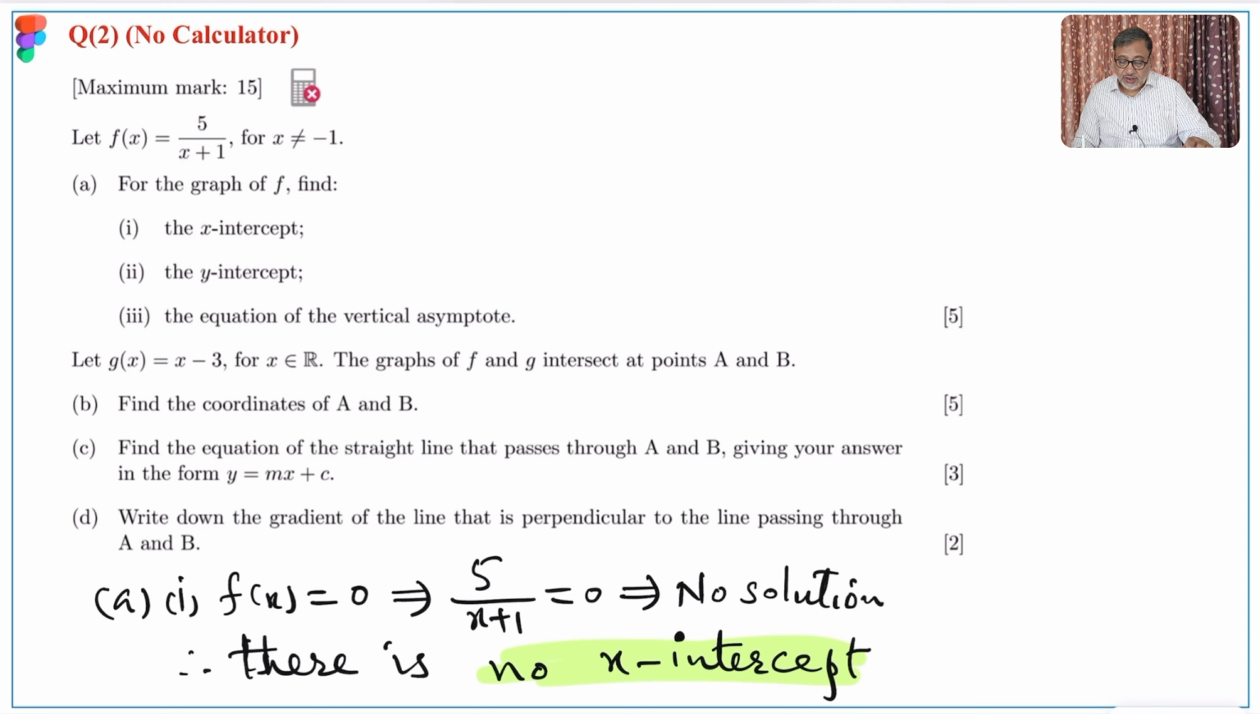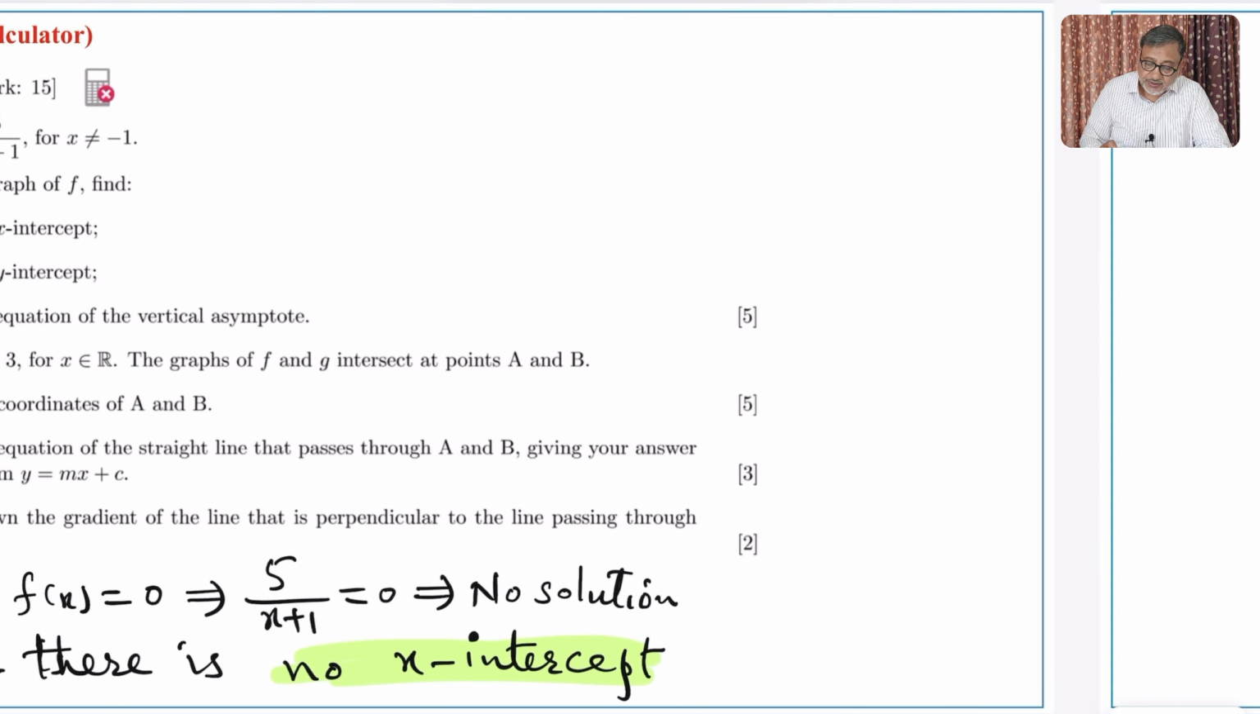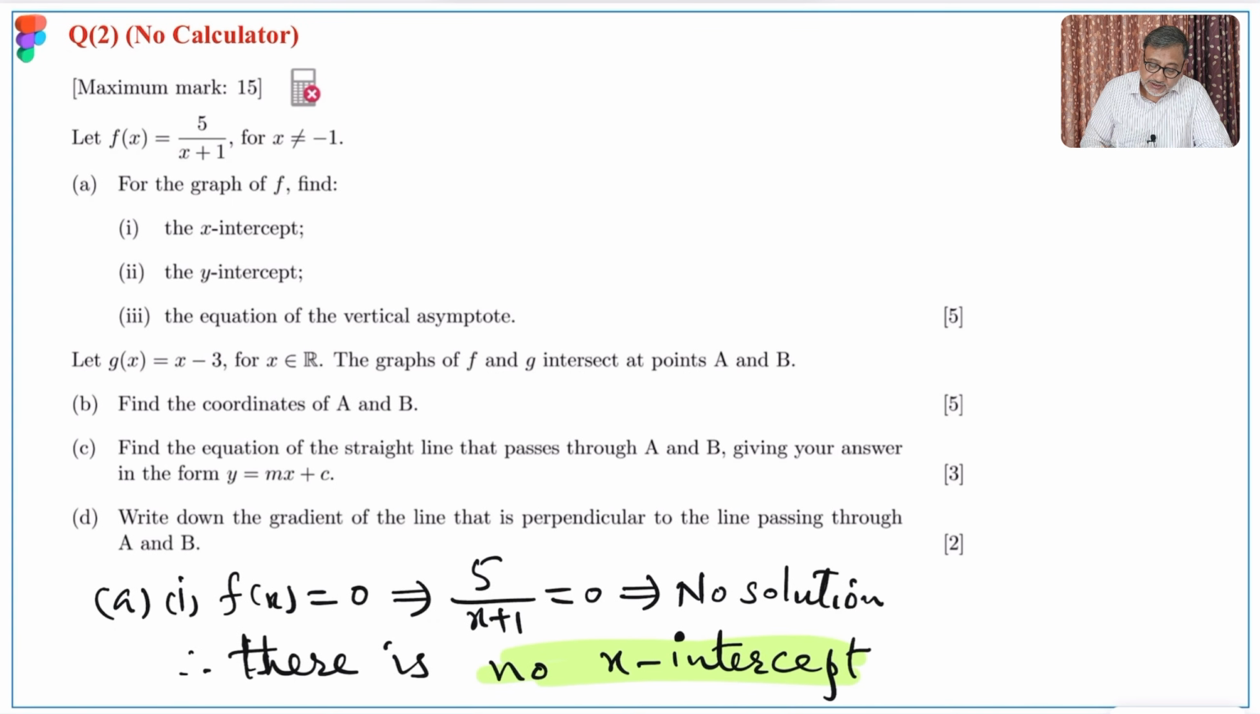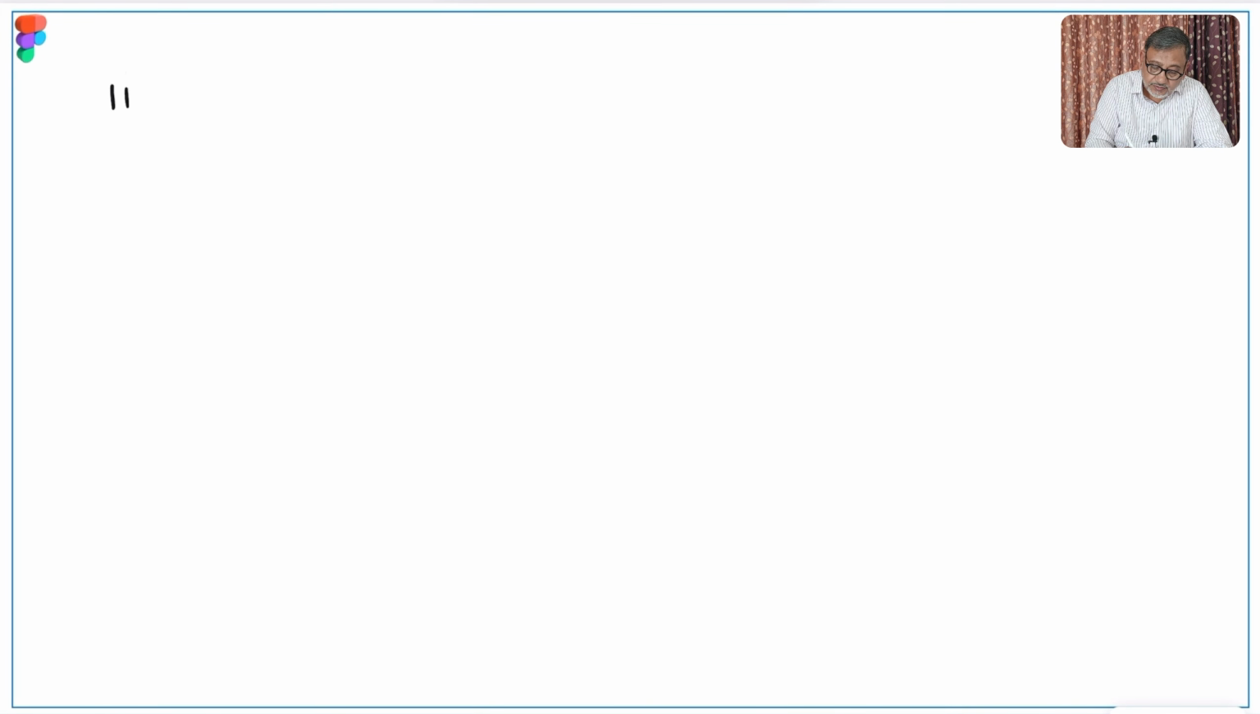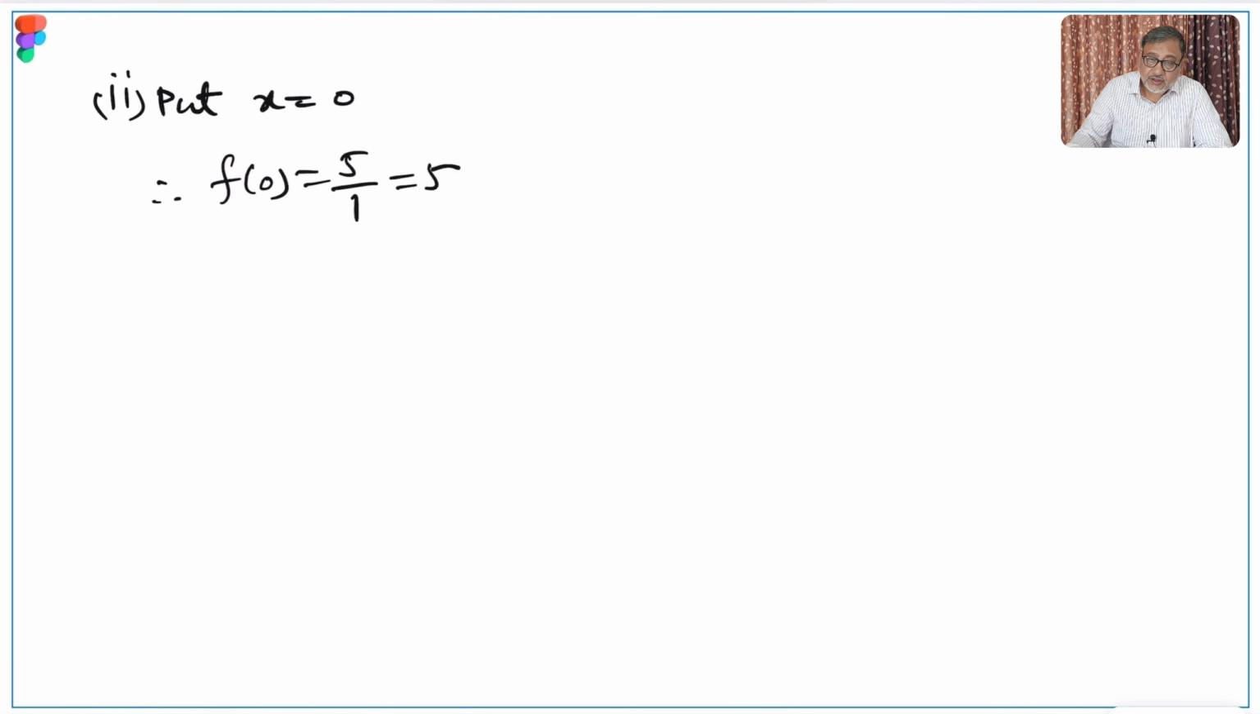Okay, for the y-intercept we should put x is equal to 0. So therefore f of 0 is 5 over 1, which is 5. Now this becomes the y-intercept, right? So therefore the y-intercept is 0, 5, right? This is the y-intercept.